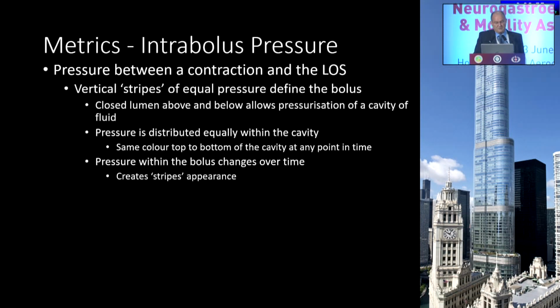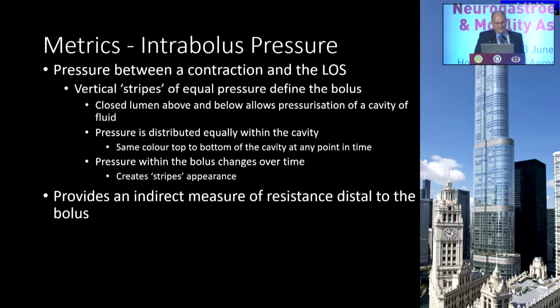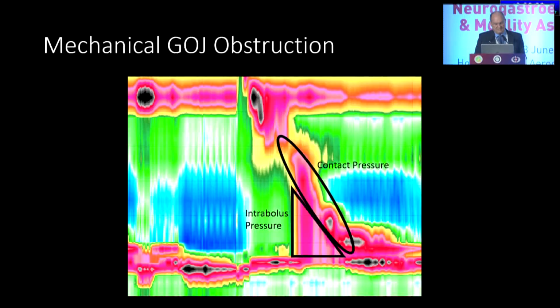So intrabolus pressure is the pressure between a contraction and the LOS. We recognise this by vertical stripes of equal pressure within the bolus. Because the lumen is closed above, there's a resistance below, and hence there's pressurisation of a common cavity of fluid. The pressure is distributed equally, so because the pressure is a colour, it's the same colour. The pressure changes over time, which creates the appearance of stripes. Really, we use this to provide an indirect measure of resistance distal to the bolus itself.